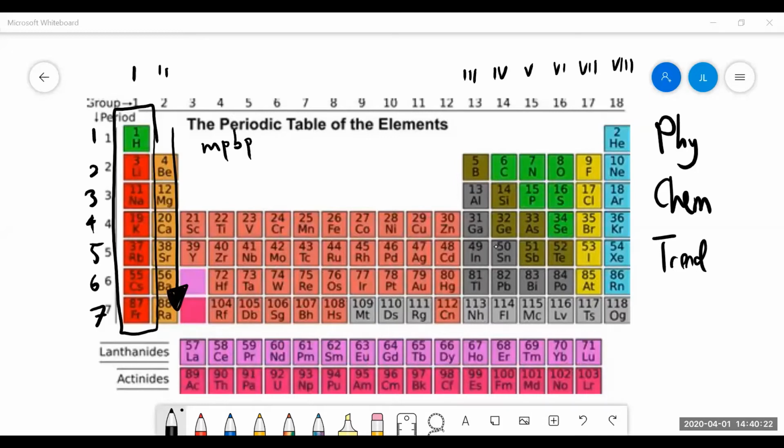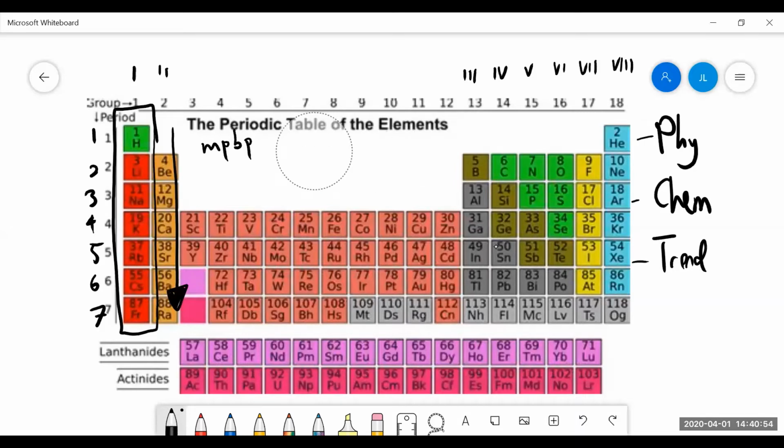At the end, you should be able to know the name of each element, the physical property, chemical property, and also the trend. What do I mean by trend? What I mean is what happened to the melting point and boiling point of the element as we move down across the period. What happened to the reactivity? Maybe what happened to the density, and so on. This is called a trend.